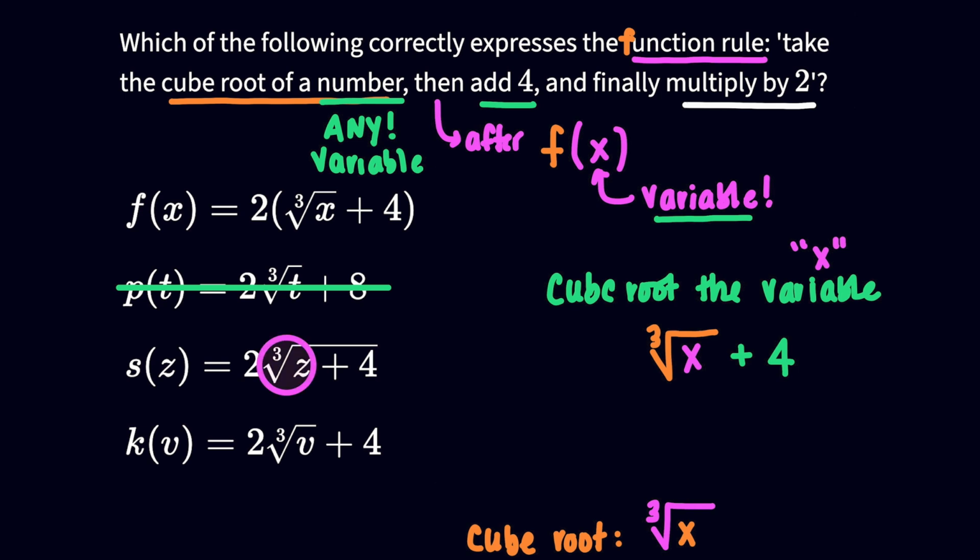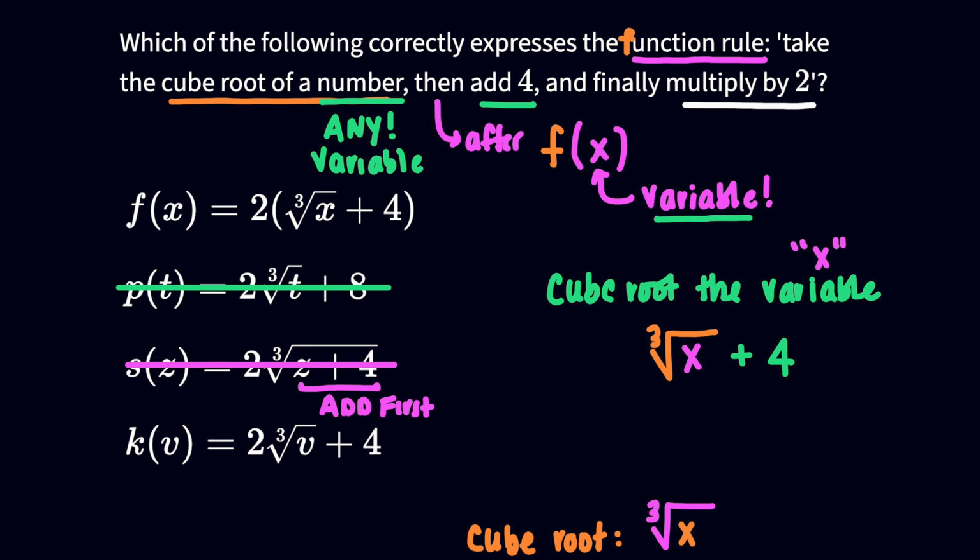Here is the cube root of Z, but the plus 4 is inside the root as well. We didn't want to add the 4 first and then cube root it. That's what this is. Adding came first. That's not what we wanted. We wanted to cube root and then add. So, goodbye. Here we have our cube root of V plus 4. So they're kind of the same thing, so we'll keep that. Now we have it down to 50-50. Let's just keep going. Now, finally, we want to multiply by 2.